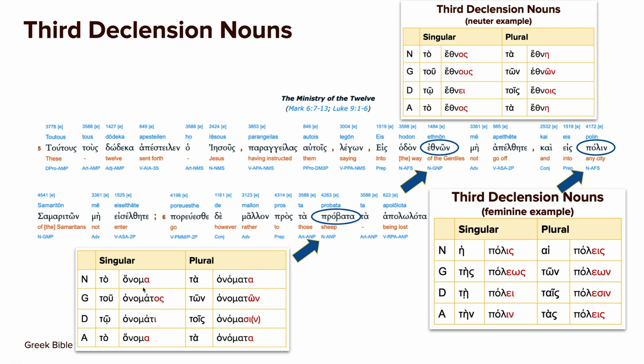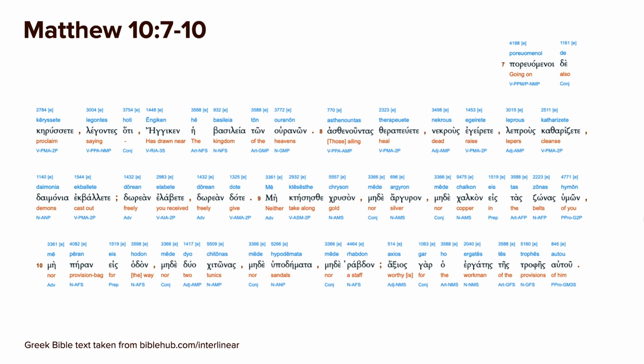So let's repeat what we learned about onoma. To onoma, tou onomatos, to onomati, to onoma. Ta onomata, and that's going to be the same for the accusative, which is what we see here, probata. Ton onomaton, tois onomasin, ta onomata. So here we have ta probata. All right, let's go ahead and read Matthew chapter 10, verses 7 through 10.